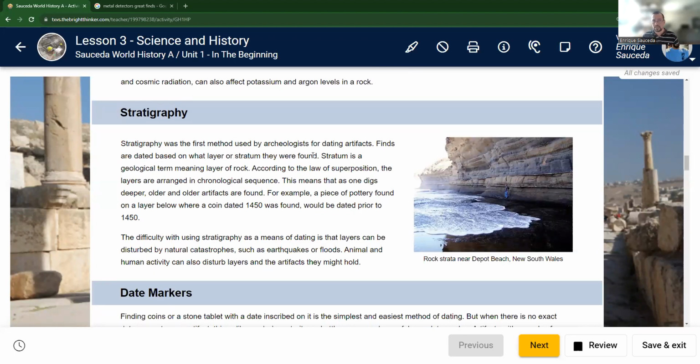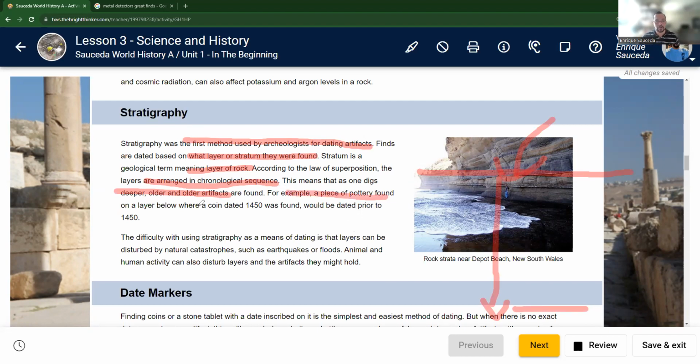Stratigraphy, or stratigraphy, tomato, depends how you pronounce it, forgive me. The first method used by archaeologists for dating artifacts finds the dates based on what layer of stratum they are found. Stratum is rock. According to the law, layers are arranged in chronological sequence. It means that as one digs deeper, the older the object. Here's the floor. I start to dig. The deeper I get, the older the object. Essentially that is how this is found.